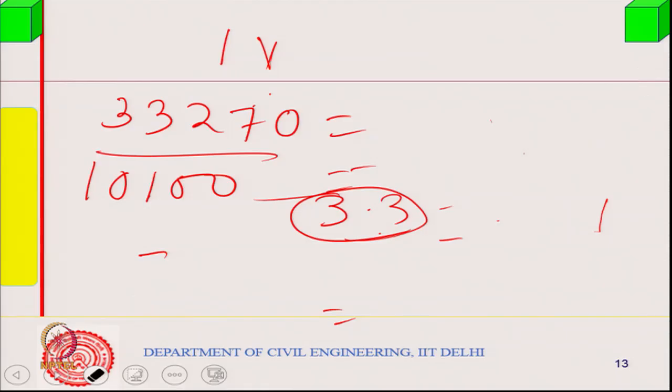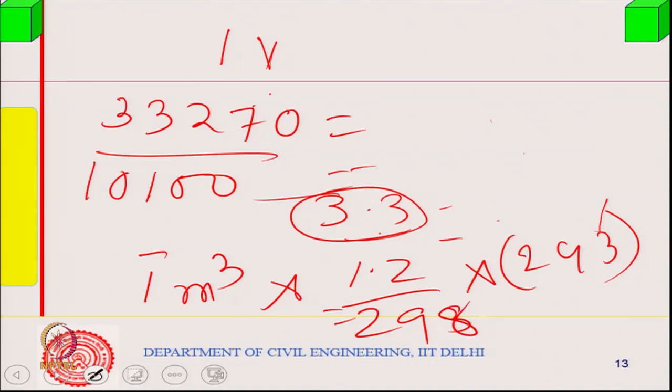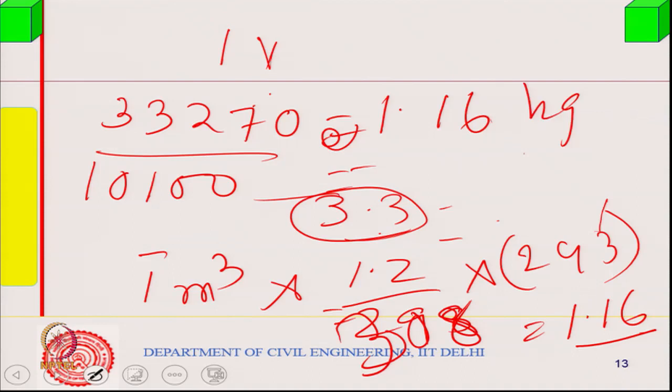Fresh air required is 0.1 meter cube per second multiplied by 1.2 multiplied by 293 divided by 308, because it was 35 degrees outside. So, you can find out this comes out to be 1.16 kg per second of fresh air.